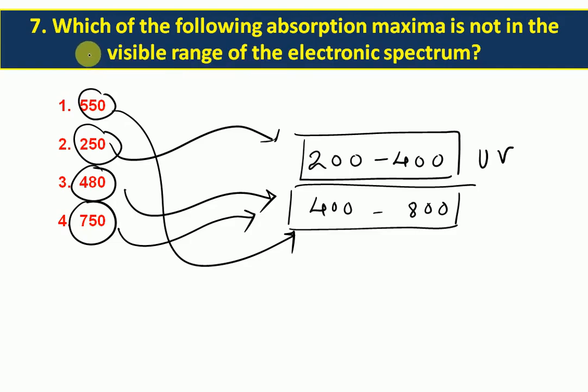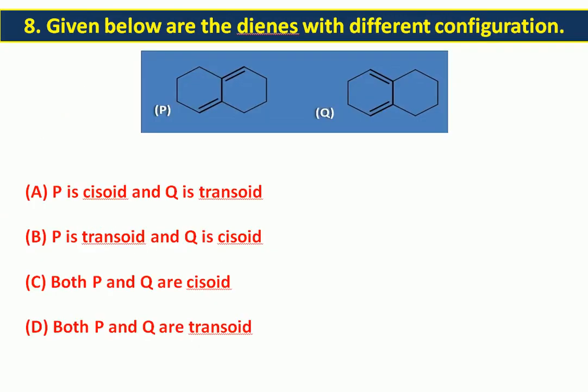And what is the question? Which of the following absorption maxima is not in the visible range? So 250 is not in the visible range because it is in the UV range. Okay. In this way you have to solve such a type of questions. Let us go to the question number 8.